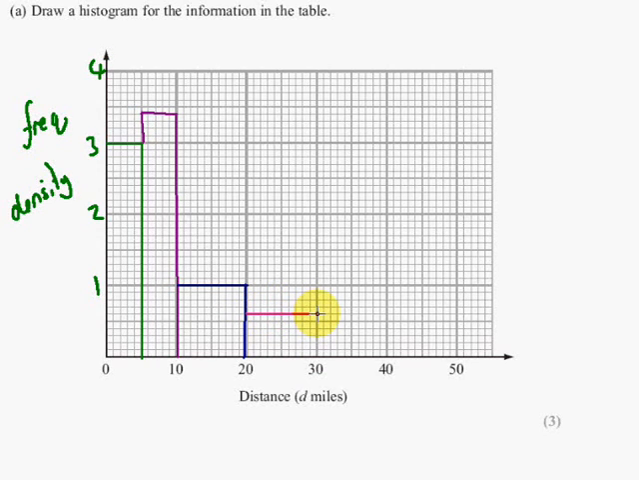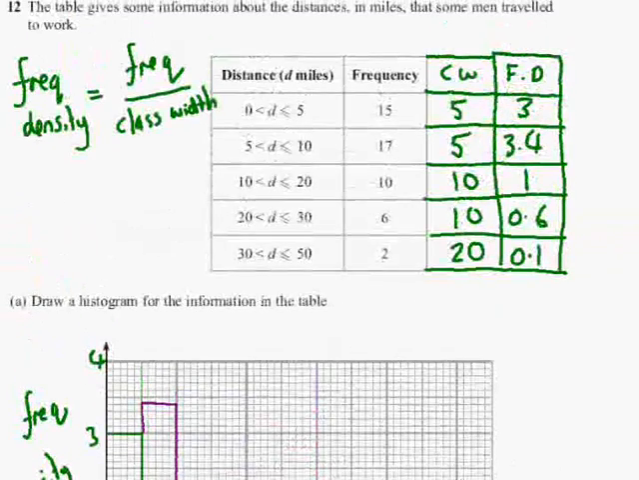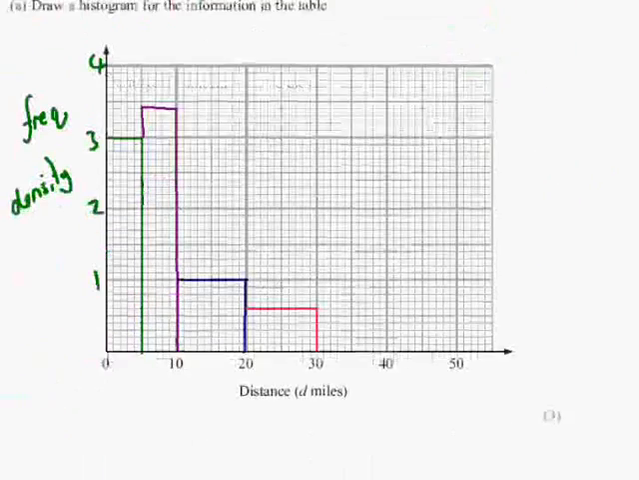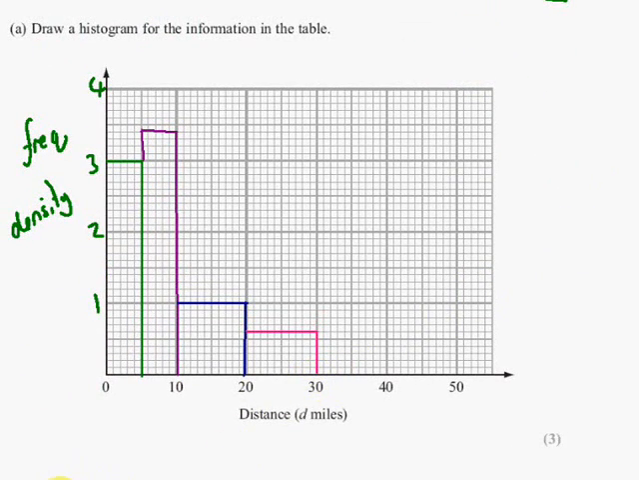The last one, 30 to 50, a very wide bar, is 0.1. So 30 to 50 is 0.1, so a very small bar all the way across. Now that has been done perfectly. Okay. Now to part A, 12 part A, draw a histogram for this information in this table. We've done that. It's worth 3 marks.